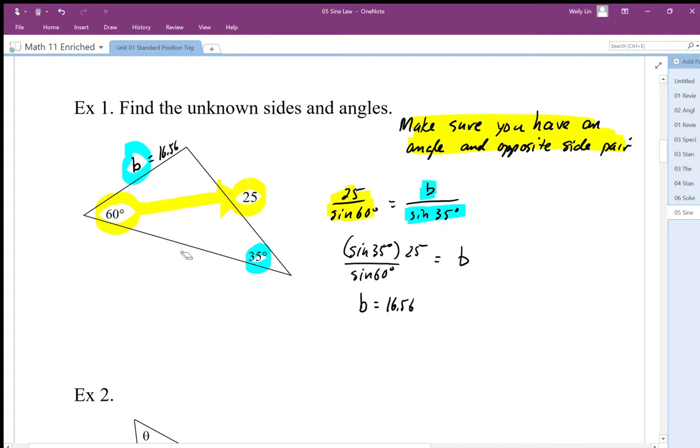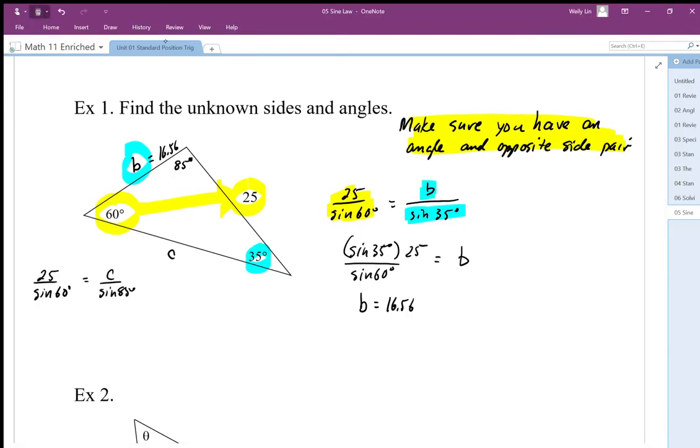We need to get the third angle and third side. Since we know two angles of the triangle, we can find the third angle by subtracting from 180 degrees. So it's 180 minus 60 is 120, minus 35 gives us 85 degrees. We'll call this side C, and then we can solve for side C by doing the same thing. I'm going to use my known ratio of 25 over sine 60, and that's going to be equal to side C over sine of 85 degrees.